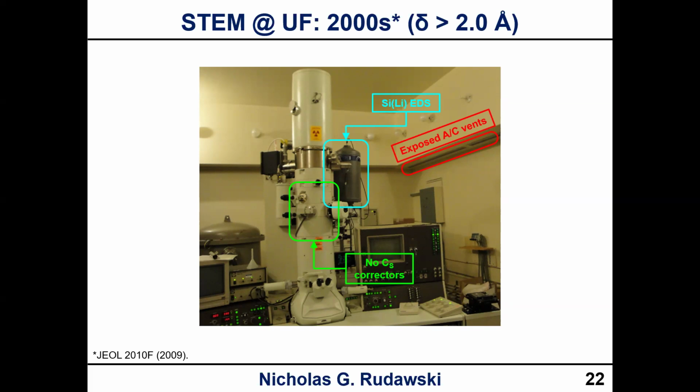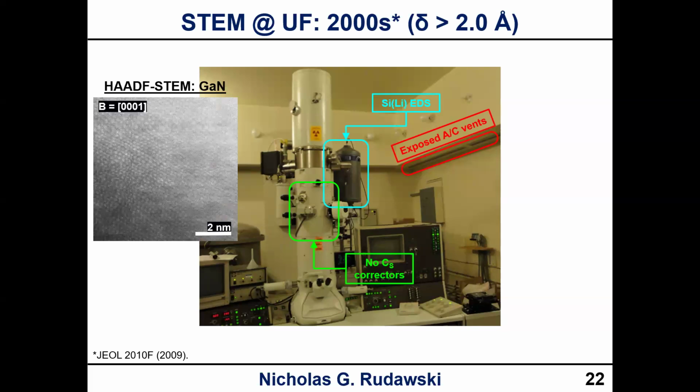We didn't have a CS corrector on this system for starters, but the room environment for this microscope was terrible. We had exposed AC vents. We didn't have proper thermal regulation. We had stray fields in the room. The chiller for the microscope was actually outside, so you can imagine that we had issues with the cooling water not being properly regulated. So when we actually took atomic resolution STEM images, they looked terrible.